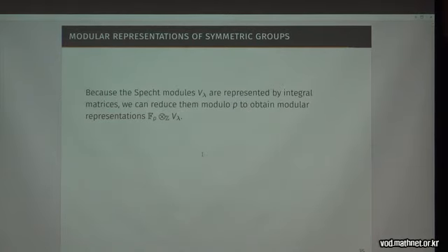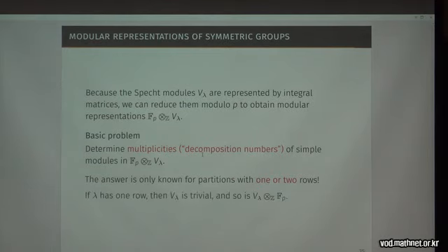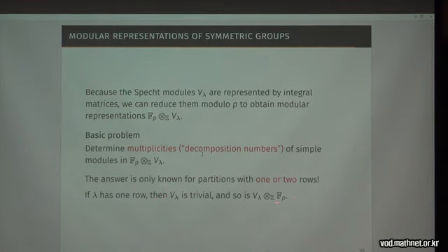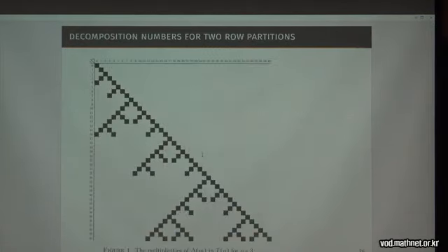And this is a question that people have worked an enormous amount on. Take this module, reduce it mod p, how does it decompose into simple modules? It turns out to be extremely complicated. It's only known for partitions with 1 or 2 rows. Kind of shocking. If my partition has 1 row, then this is the trivial representation, and so is this. So 1 row is completely trivial. And 2 rows is given by some very interesting fractal tree. So this is some picture of it.